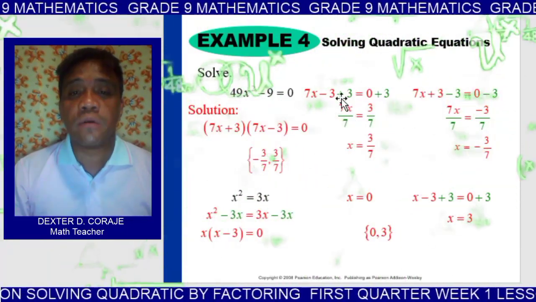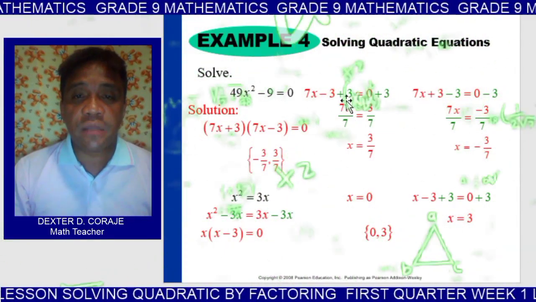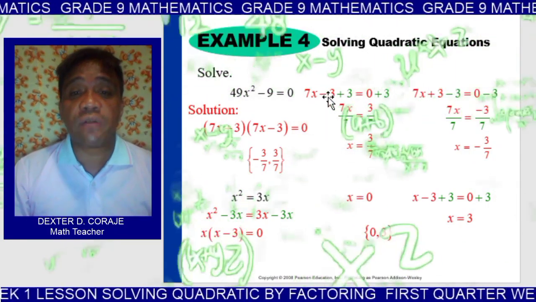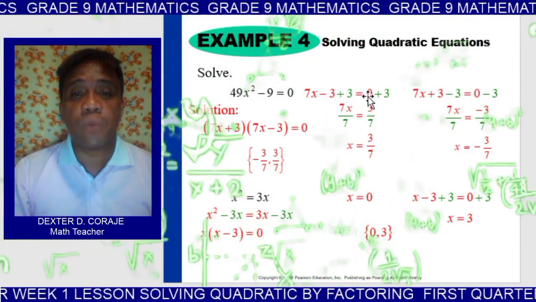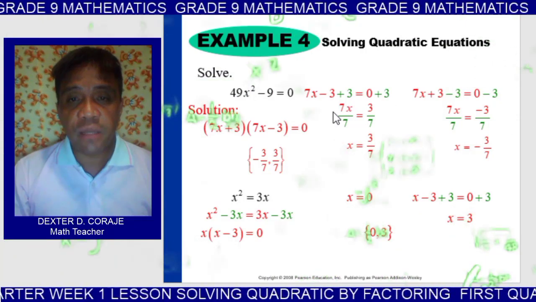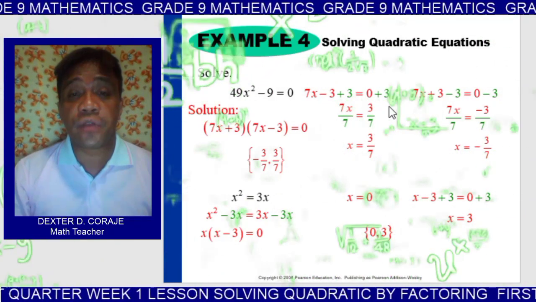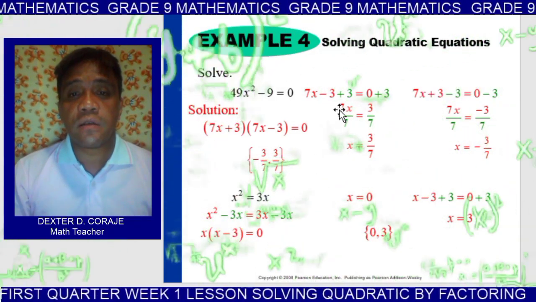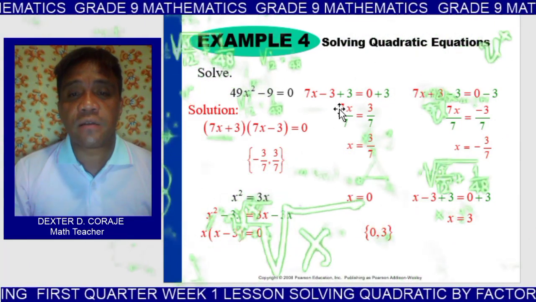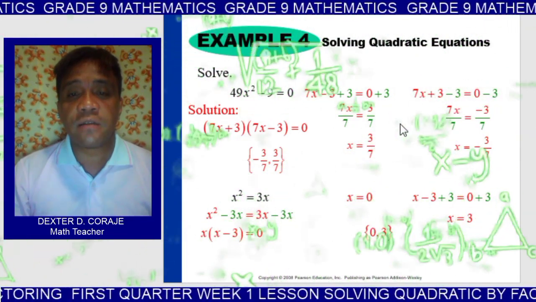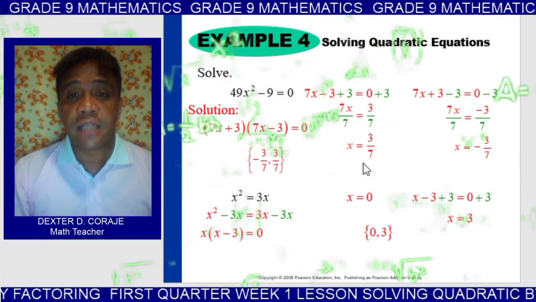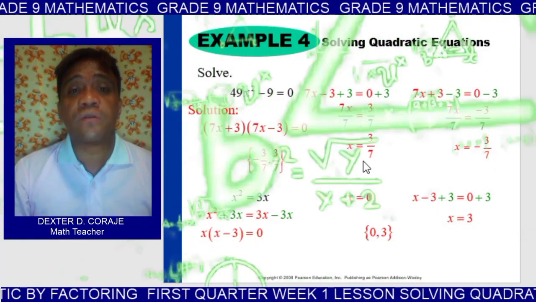Then we have to remove the negative 3, or make it 0. Add both sides by 3. So we have now 7x, which is equal to 3. Then to solve for x, divide both sides by 7. So x now is equal to 3 over 7.